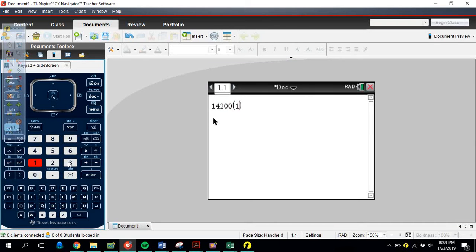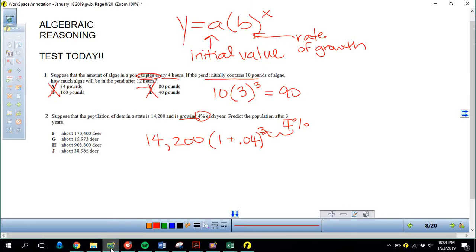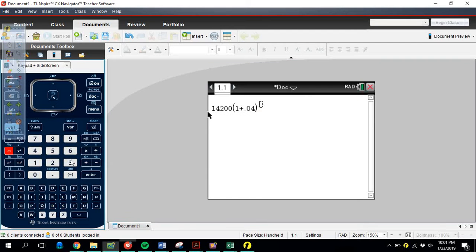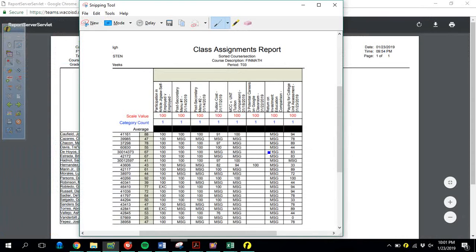14200 parentheses 1 plus 0.04, I believe. Yep, raised to, you got to use your little caret button. Third power, you got 15,973.1. You can't have 0.1 of a deer, so we need to round it to the nearest whole number.